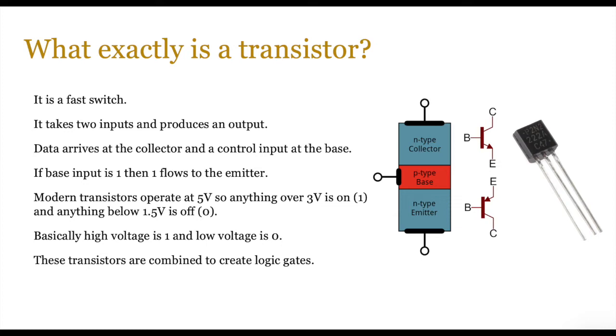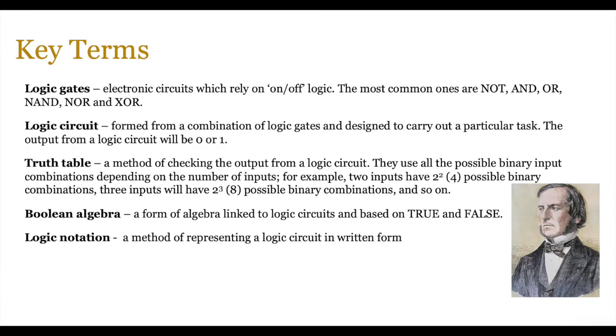And why is this particularly useful in computers? Well, think about arithmetic and logic operations. Representing true or 1 as a high voltage and false or 0 as a low voltage, these transistors can be combined to make logic gates, and those logic gates can be arranged to perform arithmetic. So let's start as usual by looking at the key terms.